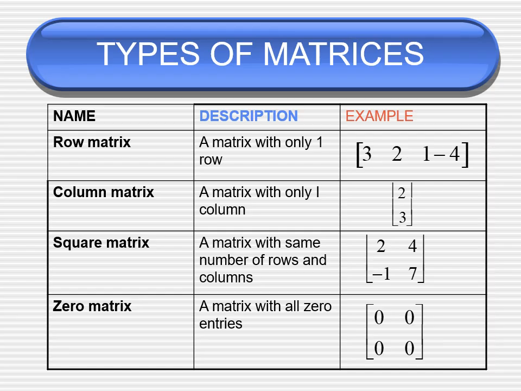It's some kind of revision. As we said before, row matrix, a matrix with only one row, like this one, 1 row, 4 columns. A column matrix, a matrix with only 1 column and any number of rows, as in here, 1 column, 2 rows. Square matrix, number of rows equal number of columns, 2 by 2, as in here, or 3 by 3, 4 by 4, and so on. Null matrix or zero matrix is a matrix in which all of its elements equal 0.